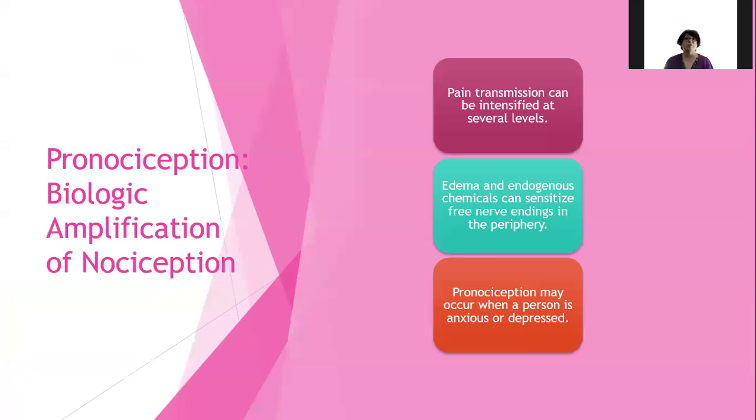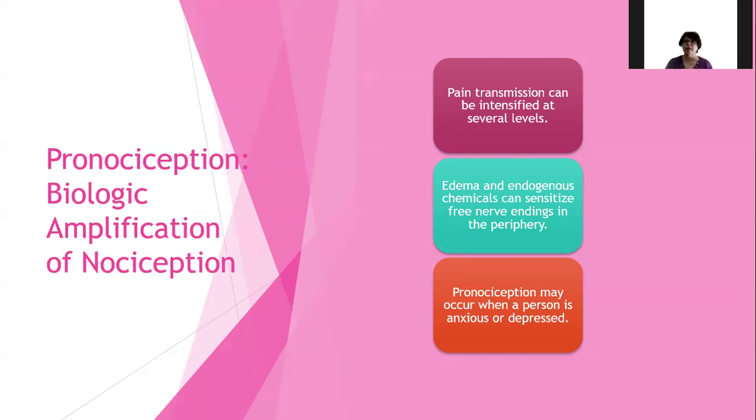Pro-nociception is the biological amplification of nociception. So pain transmission can be intensified at several levels. We said anti-nociception can happen at several levels. Pro-nociception can also happen at several levels. So edema and endogenous chemicals can sensitize free nerve endings in the periphery, increasing pain.